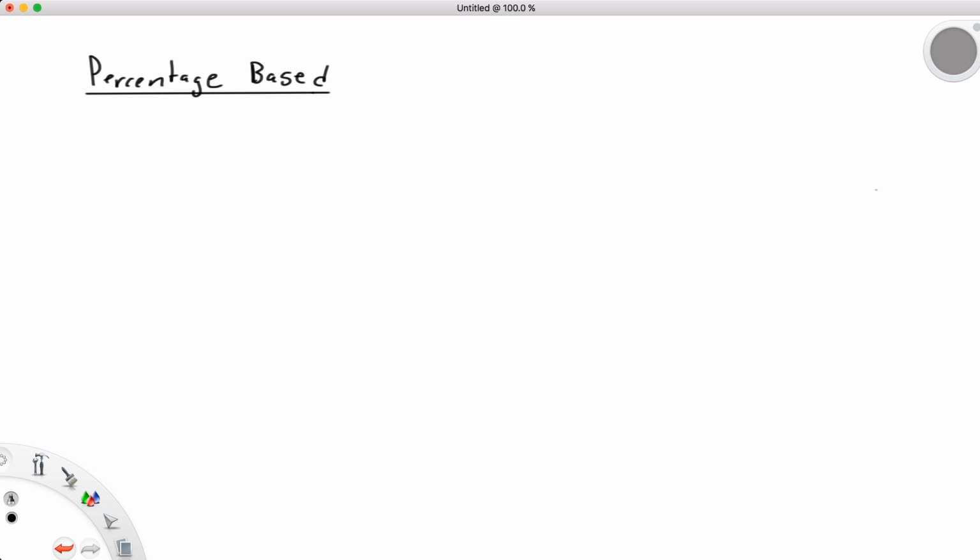Now, there's probably two primary ways in which your grading system might be set up. And there might be others, but I'm going to cover the two major ones here today. The first is a percentage-based and the second is a points-based. And we'll talk about the percentage-based system first.